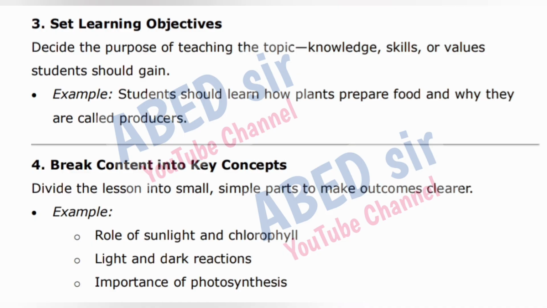4. Break content into key concepts. Divide the lesson into small, simple parts to make outcomes clearer. Example: role of sunlight and chlorophyll. Light and dark reactions. Importance of photosynthesis.